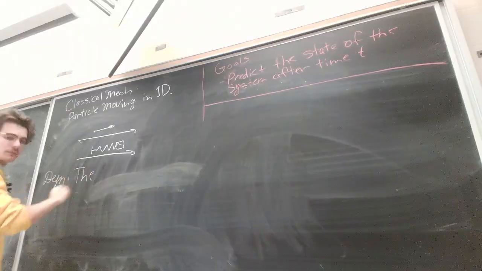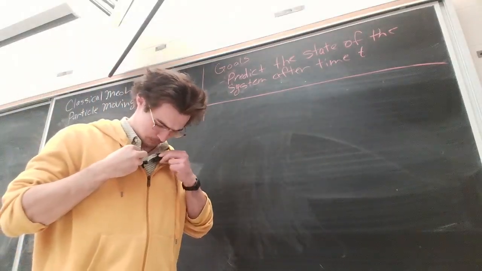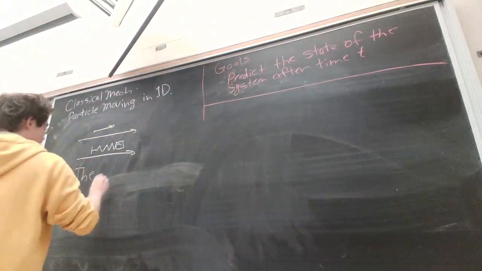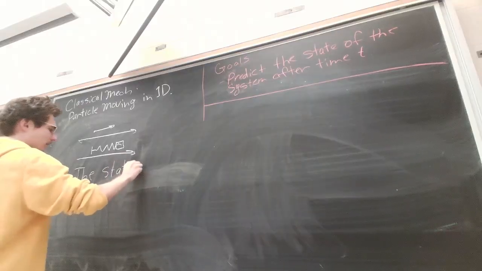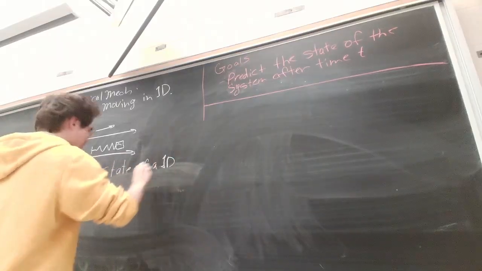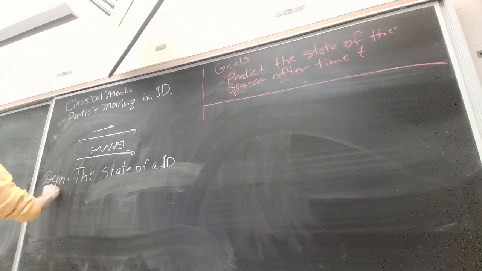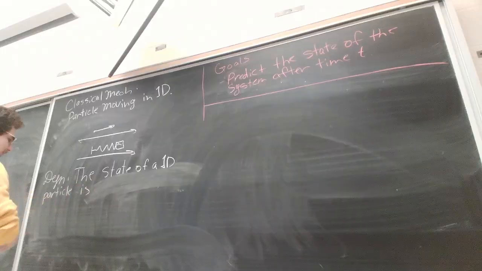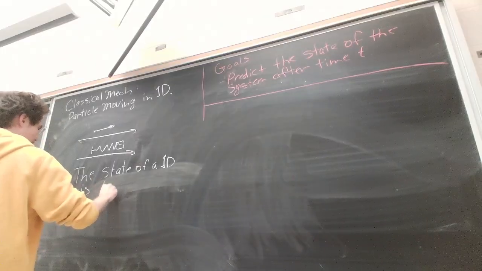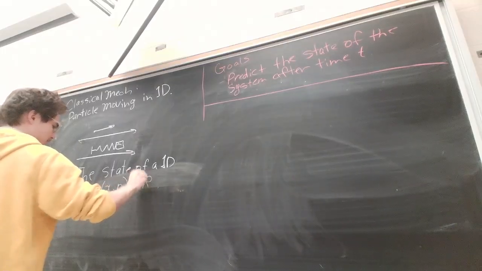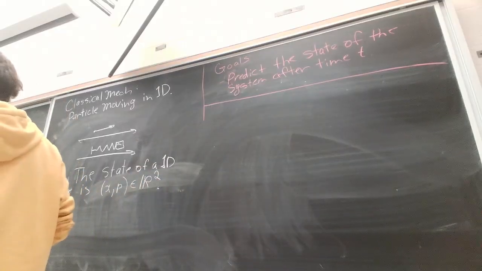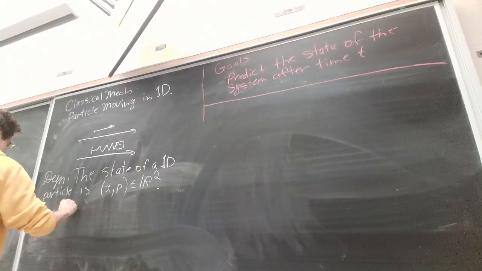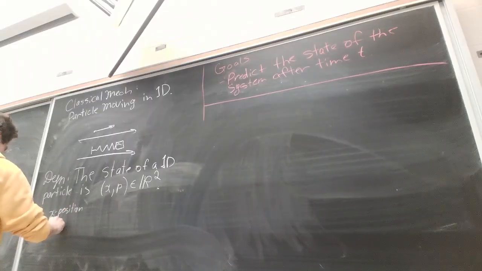The state of my system, of a 1D particle, is some point (x, p) in R². Do you agree? Where, physically, x is the position of the particle, and p is the momentum.